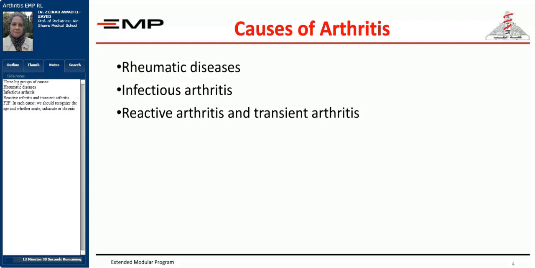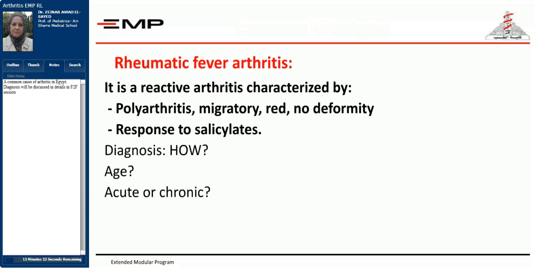I will start with rheumatic fever because, as you know, rheumatic fever is common in Egypt. The arthritis in rheumatic fever is polyarthritis, taking more than one joint. It migrates from one joint to the other. The joint is red and it leaves no deformity in the joint. In other words, it is a non-erosive arthritis. The rapid response to salicylates is considered a therapeutic test. The full diagnosis of rheumatic fever will be discussed in the face-to-face session.